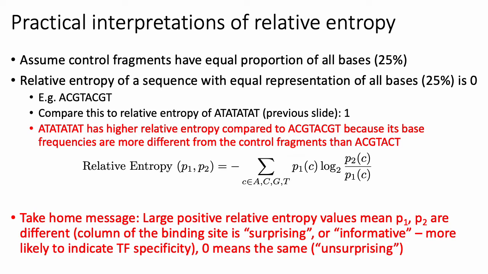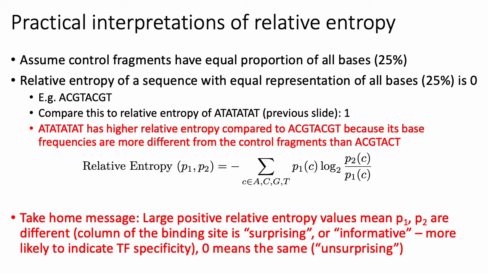Let's assume again that in our control fragments, each base was present in basically equal proportion, so every base was present in about a quarter of the sequence. What's interesting is to think about the relative entropy of a sequence that also has an equal representation of all bases. Say we were looking at a column of the transcription factor binding site alignment, and we saw the bases ACGT, ACGT. All bases are also present 25% of the time. If you work out the relative entropy calculation, which I encourage you to do, you'd find that the relative entropy is actually 0 for ACGT, ACGT.